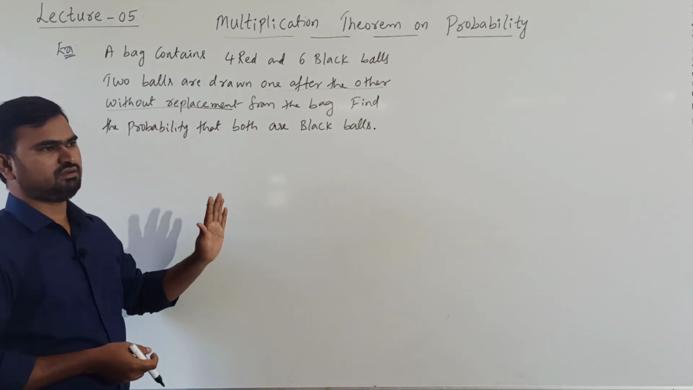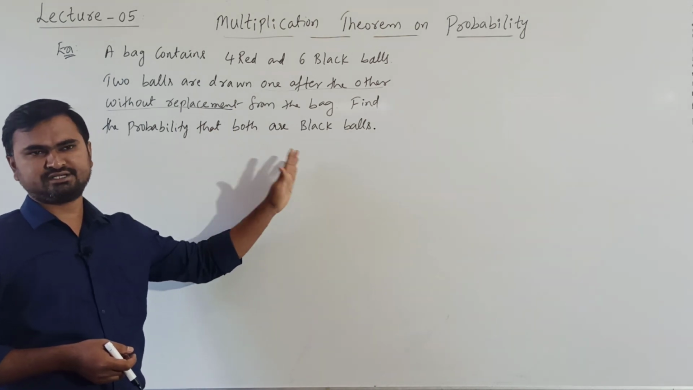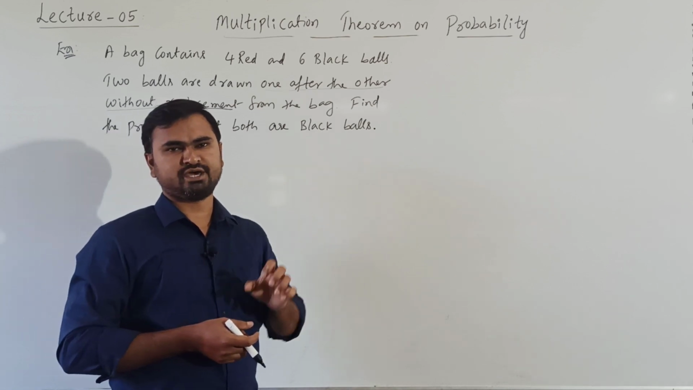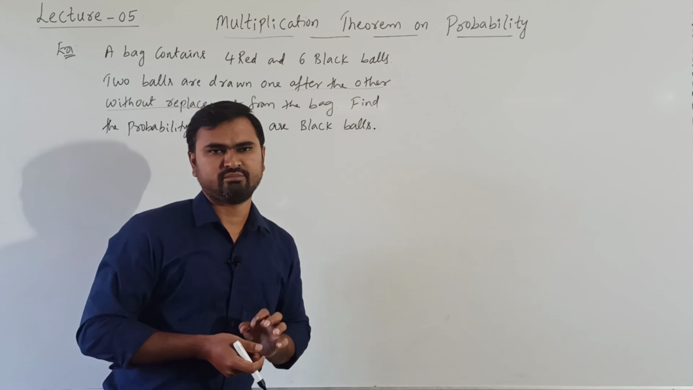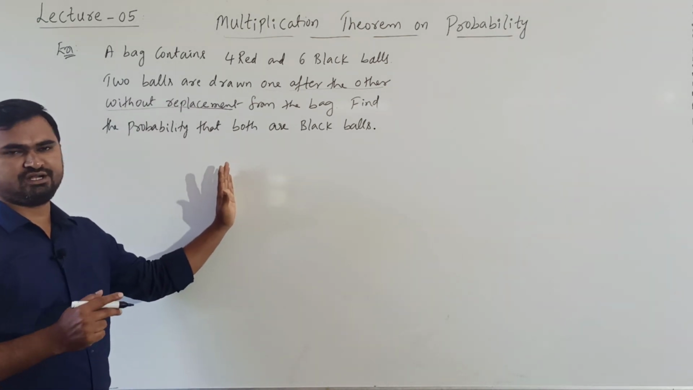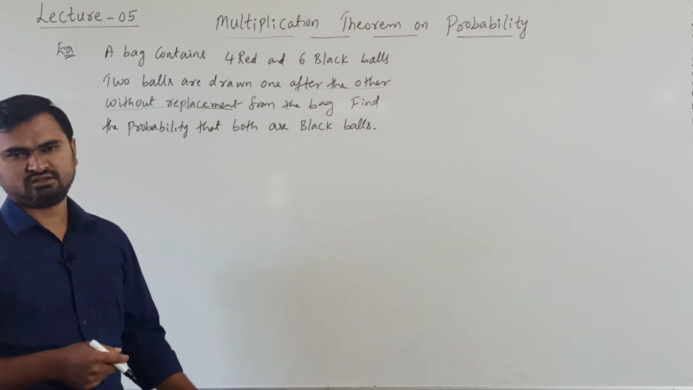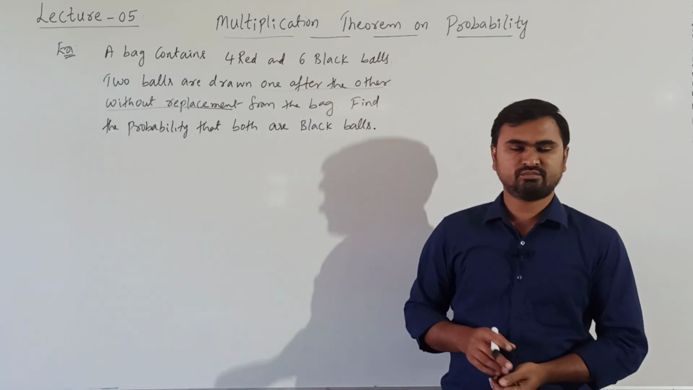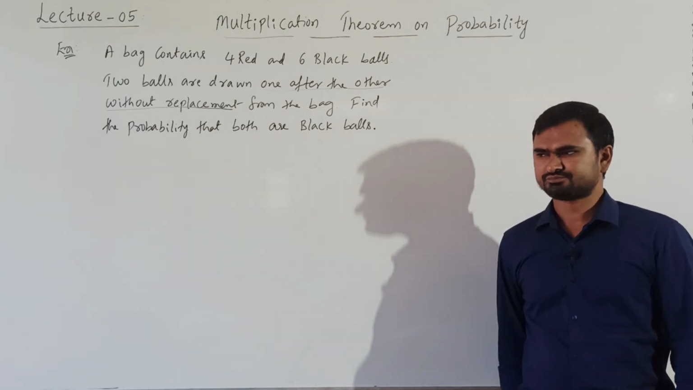So here we are finding the occurrence of two events. What are the two events? The first is drawing a black ball from the bag. The other event is again drawing a black ball from the bag. We are taking two events and finding the occurrence of both the events. So which theorem do we have to apply here? We have to apply the multiplication theorem on probability.